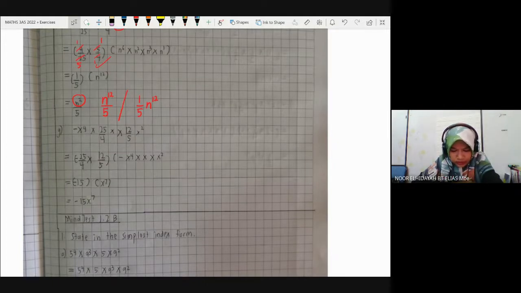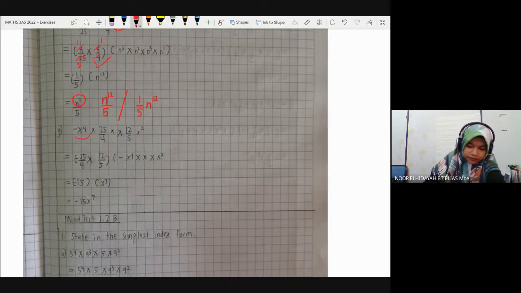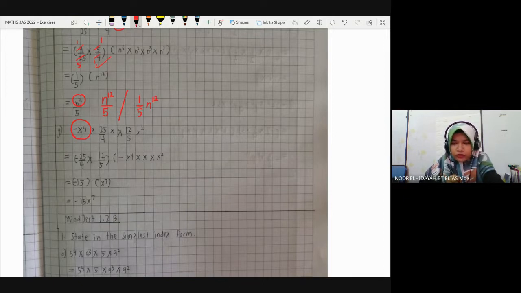Okay, this one the base of index form is X. Okay. Alright. Okay, cikgu tulis supaya semua orang boleh nampak di sini. This one negative X to the power of 4, what is the coefficient for the negative X to the power of 4? What are the coefficients? Untuk negative X to the power of 4.